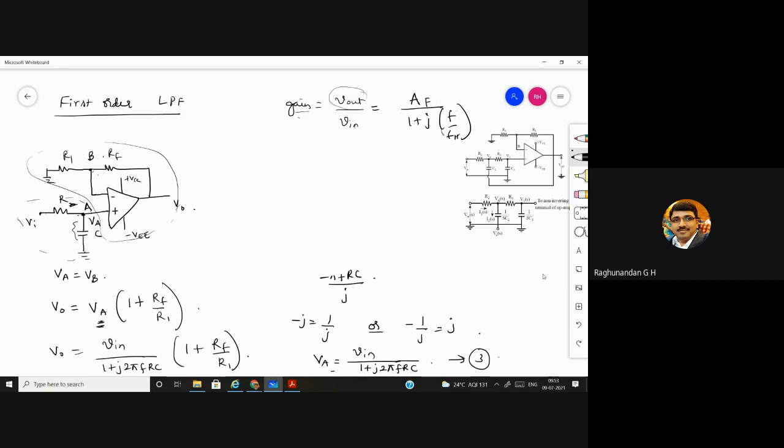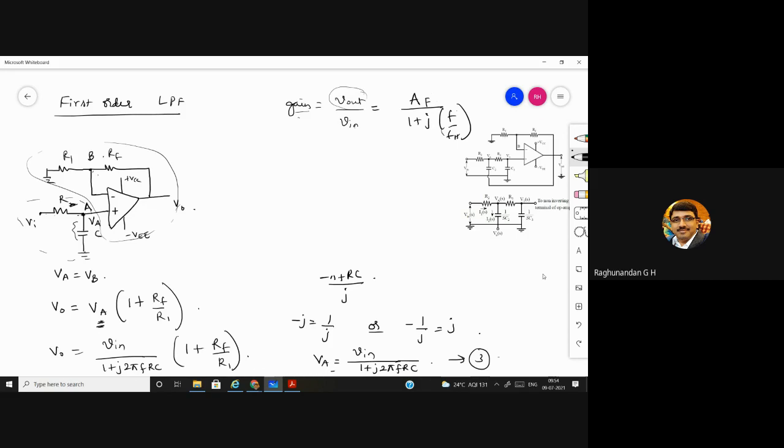So now AF is the passband gain of the filter, and when you compare with our earlier formula, it is 1 plus RF by R1, and F is the operating frequency of the input signal, and V naught by V in is nothing but the transfer function of the filter, or the gain of the overall low pass filter circuit.